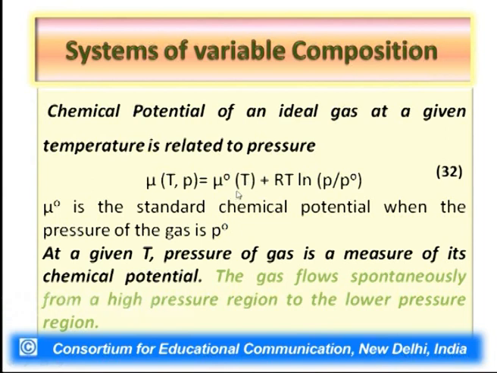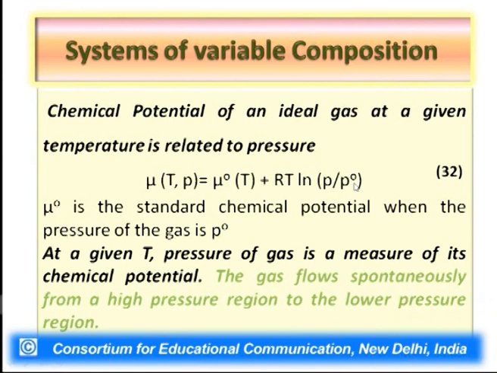This is just to show that the standard chemical potential is a function of temperature only, and you could see on the left hand side mu, the chemical potential, is written, which is a function of temperature and pressure both, plus RT ln P by P naught. Now in this expression, what is important to note is that whenever we take the logarithm of a quantity, that quantity should be dimensionless, and therefore the pressure of the gas is divided by the standard pressure.